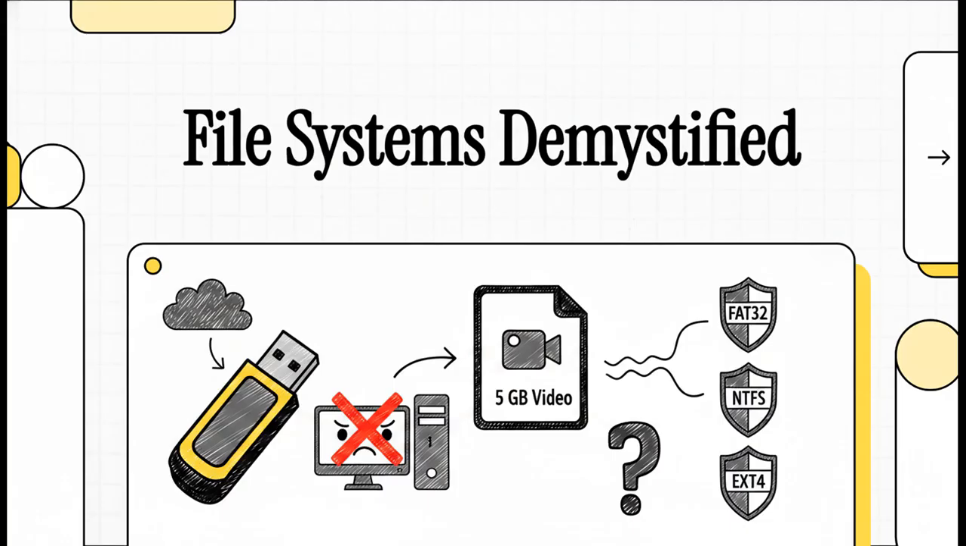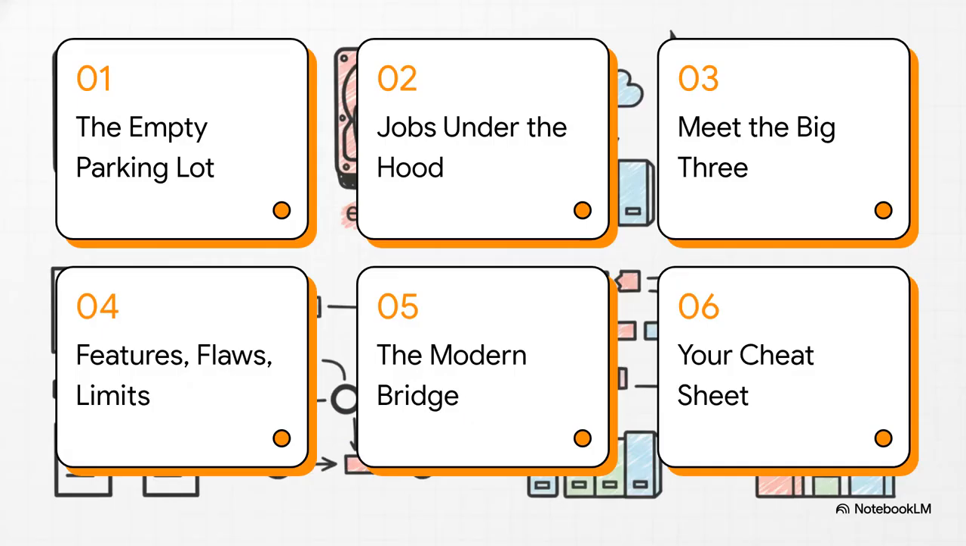Well, the invisible culprit behind that annoyance is something called a file system. Today, we're going to demystify exactly what that means by unpacking the mechanics of the absolute storage titans FAT32, NTFS, and EXT4. Okay, let's dive into this.